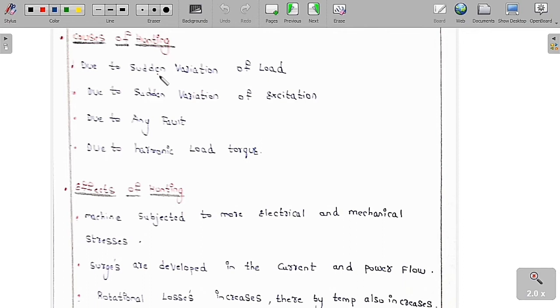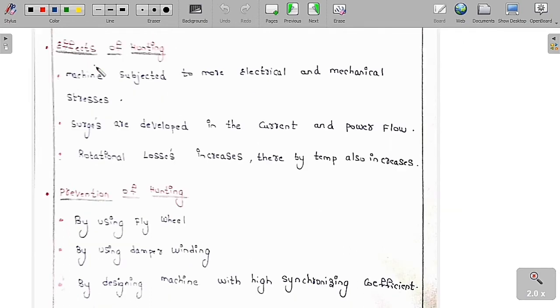And what are the effects of hunting? What are the side effects of hunting? If hunting happens, then what are the effects? The machine is going to be subjected to more electrical and mechanical stresses. So there will be a huge amount of electrical and mechanical stresses on the machine, and surges are developed in the current and the power flow. A huge amount of spikes are going to be established in the current and the power flows, and the rotational losses increase, thereby temperature also increases.